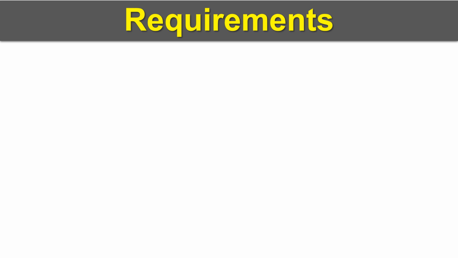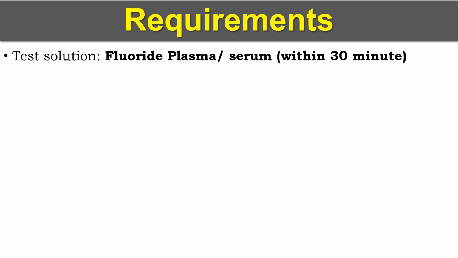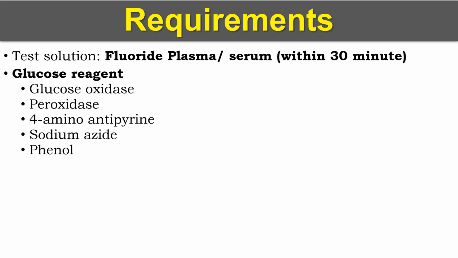What we require in this case is test solutions. Either you can use fluoride plasma or you can use serum, but when you are going to use serum, you have to use it within 30 minutes of blood extraction. Then second, we require glucose reagent. Normally if you purchase the kit, you will have a single vial where all these 5 different components will be there. But if you want, you can prepare it by yourself also.